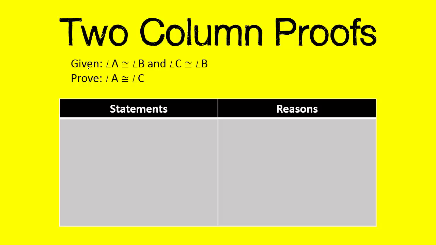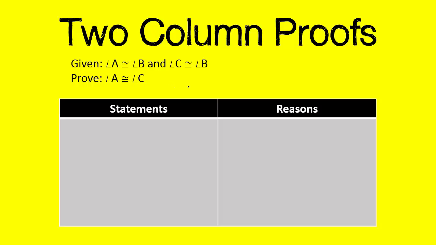Here's what we're going to do. We're going to look at the given information and what we have to prove. So the given is information that we can take to be true. So it's given to us. And it says that angle A is congruent to angle B and angle C is congruent to angle B. And what we want to do is prove that angle A is congruent to angle C.